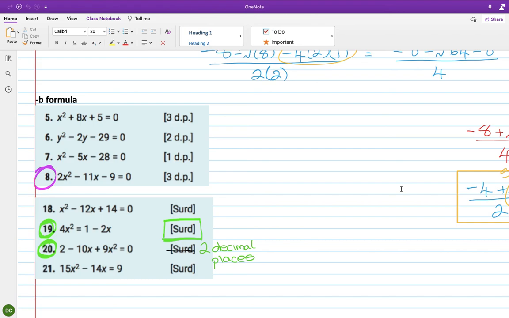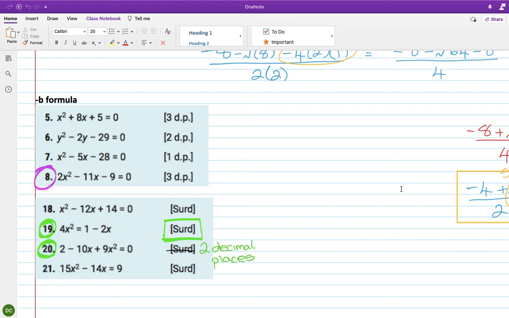And be very careful that in order to be able to find your A, B, and C, you must have equals 0 on the right. Your A comes from your x squared, your B comes from your x, and your C comes from your constant. Okay, if they have the order wrong, you need to fix it before you take your A, B, and C.